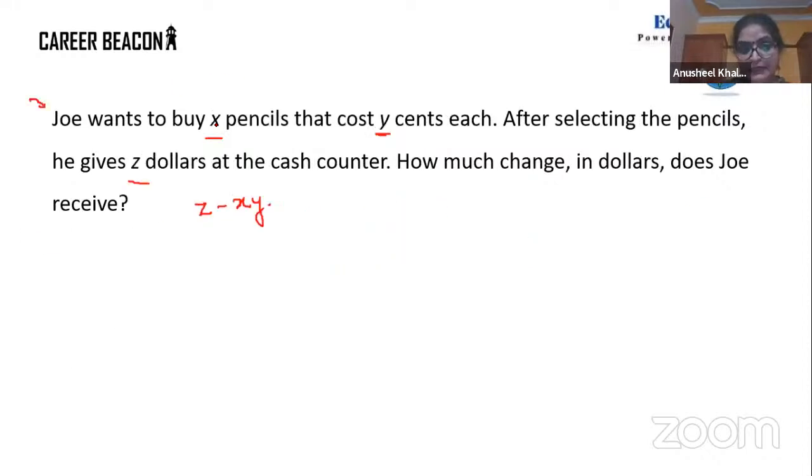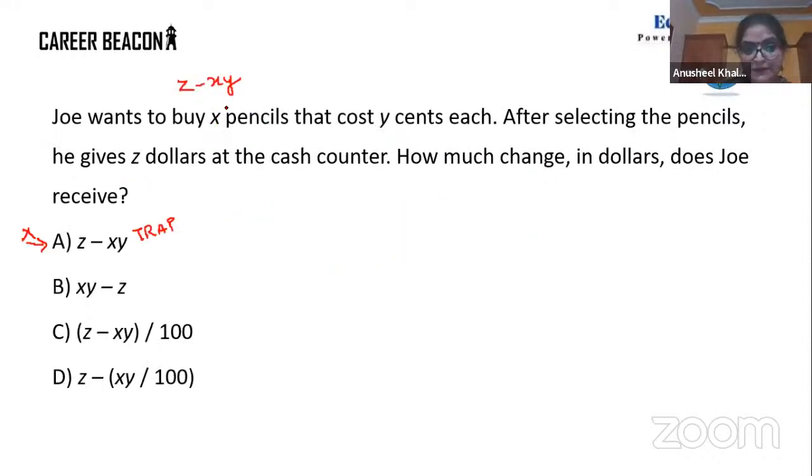Now let's assume, whatever numbers we have used in this question, we'll use the same numbers. So we'll assume X as 5, Y as 15, and Z as 10. Right? So if I solve option A, what do I get? I get 10 minus 5 into 50.